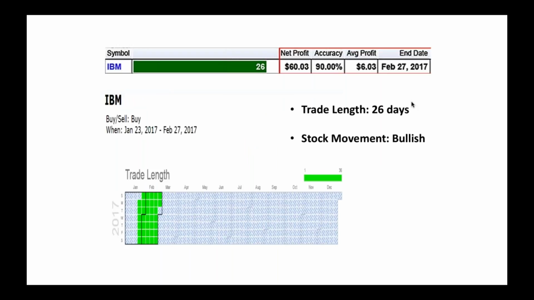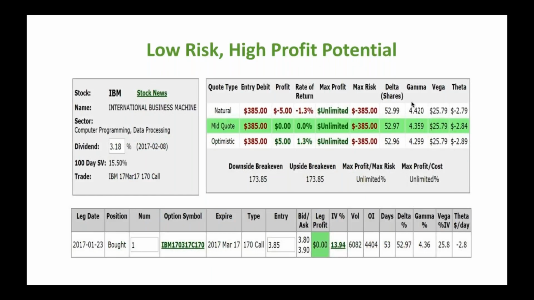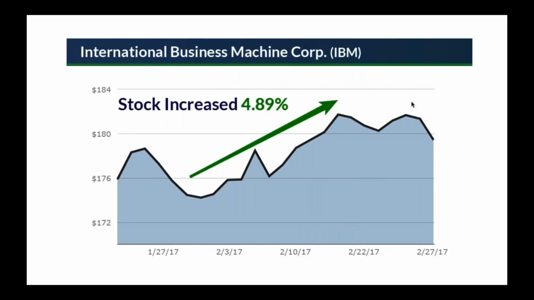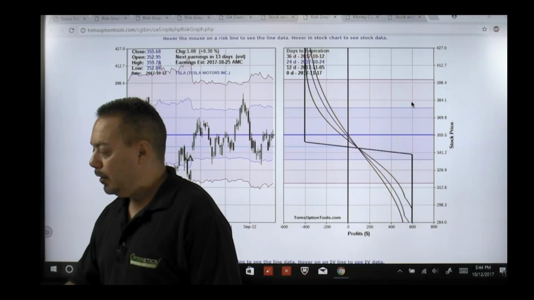Then it's just a matter of looking at the trade length, if it's bullish or bearish, and then creating that trade. And here we created the trade using, guess what? Tom's Option Tools. I just showed you this, but I showed you this using other stocks. From here, we'll create that trade, and then it's just a matter of looking for that low risk, high profit potential. In this case, we had a trade in IBM. This was the IBM 170 calls. They cost $3.85, and the stock increased just about 5%, but the options at that time actually were quite large.